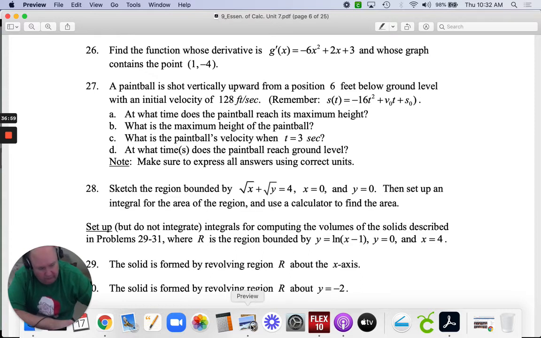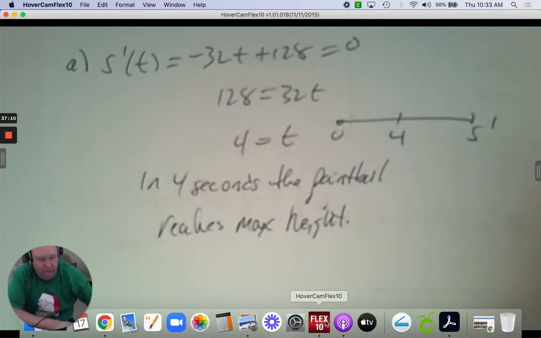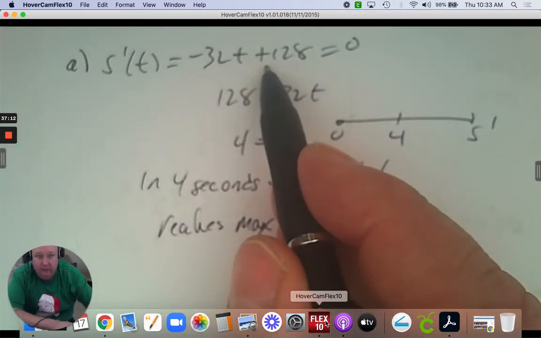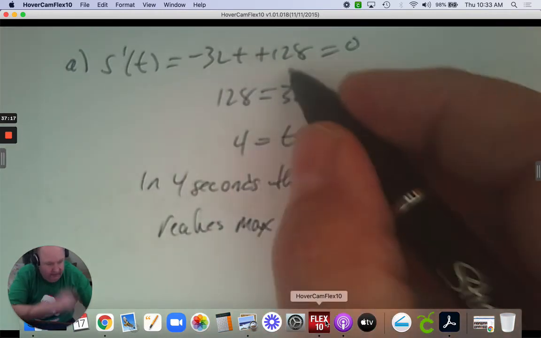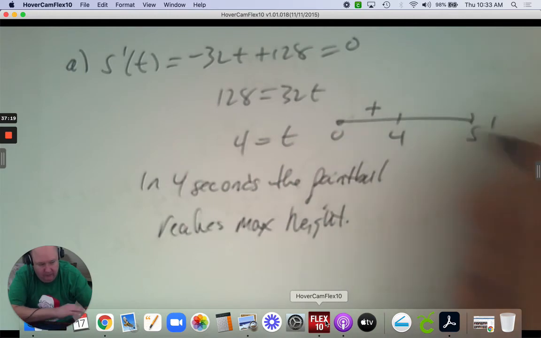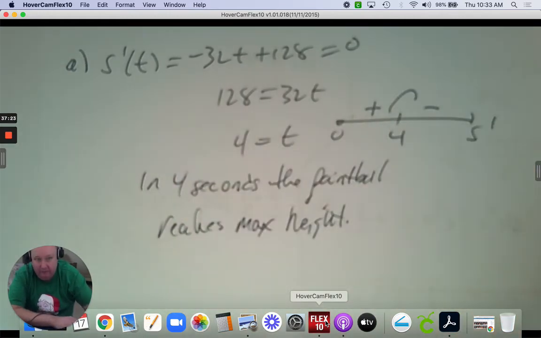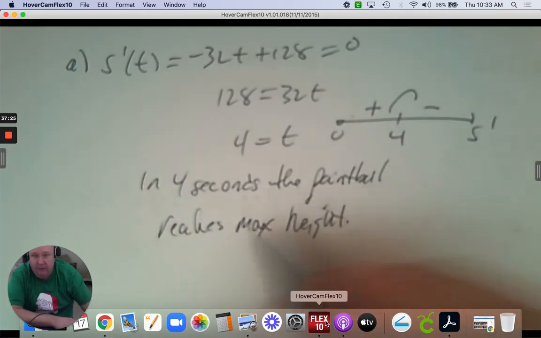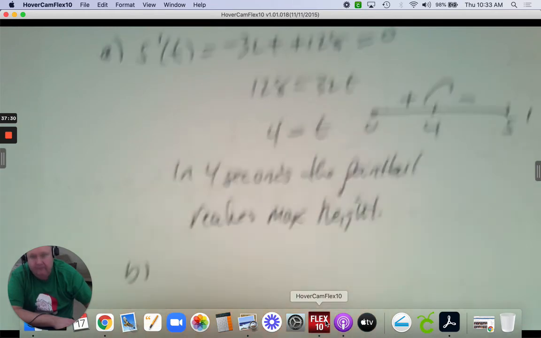We should also really show the derivative in a sentence. So into the derivative, if I plug in positive 1, you get a positive answer. If you plug in a number bigger than 4, like 5, you get a negative. So it shows that that's a maximum. In 4 seconds, the paintball will reach its maximum height. Done. Part B.